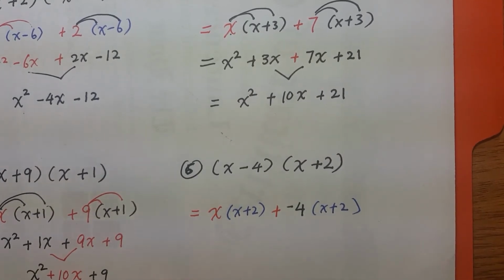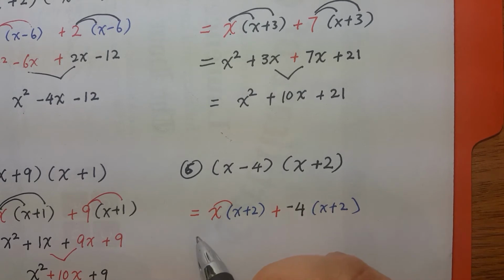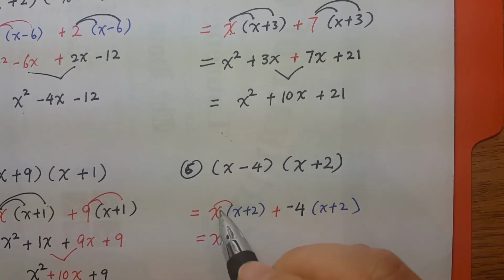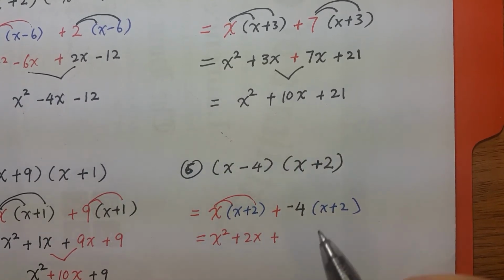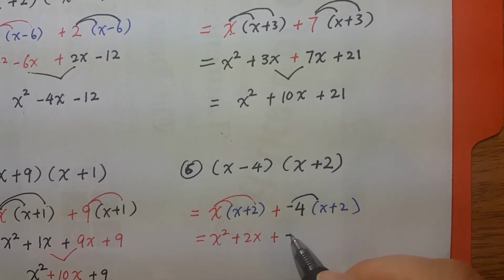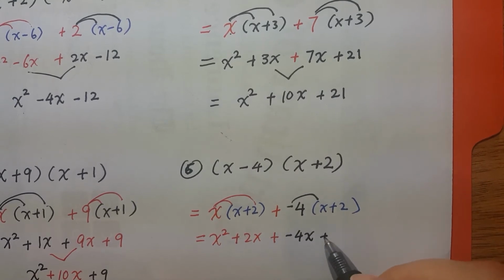Now we're going to use the distributive property. X times x is x squared, and plus sign. X times 2 is 2x. And we still get the plus sign over here. Now we're going to use negative 4 times x. We get negative 4x, and this is a plus sign.